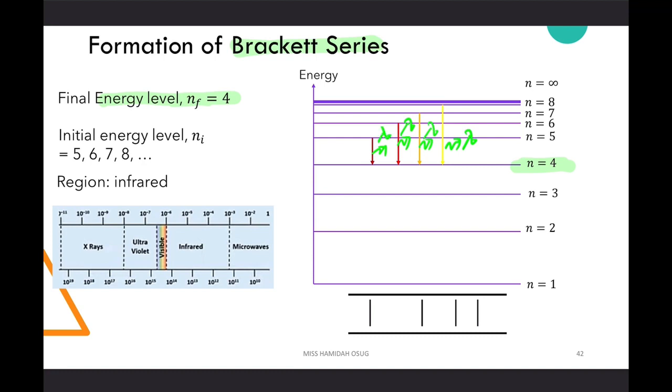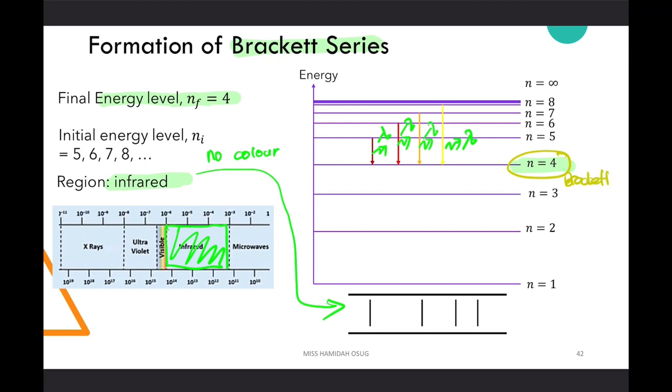This wavelength juga will drop into the same region, iaitu pada infrared region, yang mana infrared region they have no color, so we can only observe black lines on the line spectrum. So to confirm that this is the bracket series, kita tengok electron dropping. So kalau electron dropping itu berlaku pada n equals to 4, so it is a bracket series.